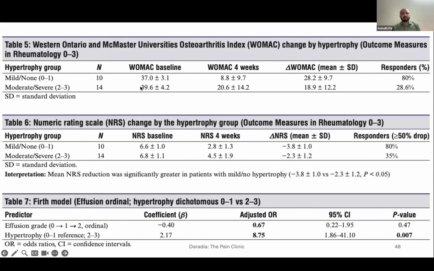And here we can see that patients with mild or no synovial hypertrophy again demonstrated significantly greater reductions in both WOMAC and NRS scores. Responder rates were markedly higher in mild or no hypertrophy, around 80% versus 30%. On the multivariate Firth model, it is seen that hypertrophy independently predicted response, while effusion was not that significant.